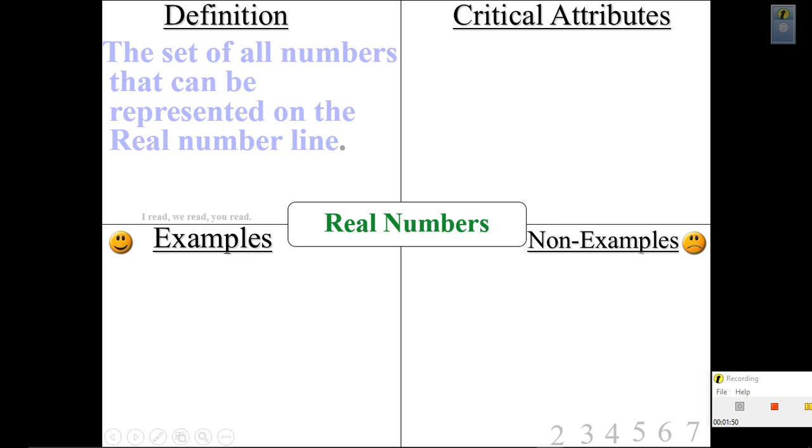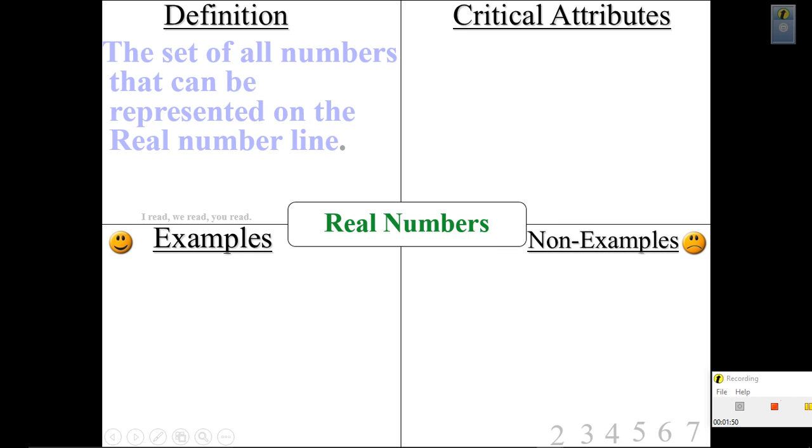Real numbers. The set of all numbers that can be represented on the real number line.